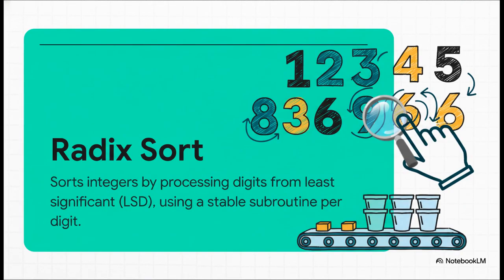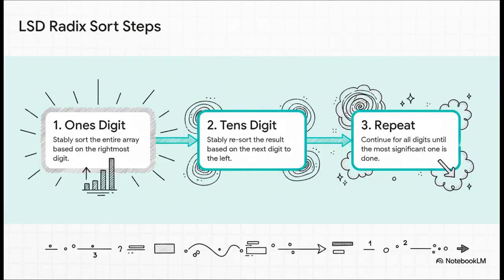Okay, next up we have radix sort. And this one is seriously clever. It sorts numbers not by looking at their total value, but by processing their individual digits, one at a time. And typically, it starts from the least significant digit, the one all the way on the right. So here's the play-by-play. First, you sort the entire list, but you only look at the ones digit. Then, you take that newly ordered list and you resort it, this time based only on the tens digit. You just keep repeating this process, moving one digit to the left each time. And by the time you've sorted by the most significant digit, the entire array is, like magic, perfectly in order.